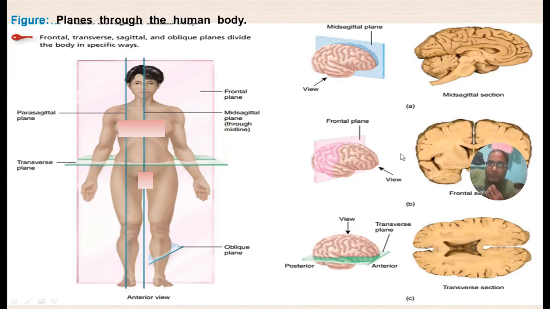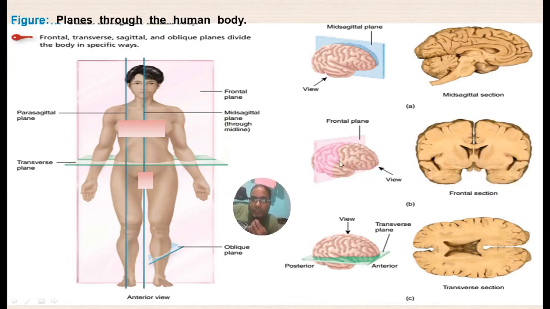Similarly, in B, you see the brain, and there is a plane, the frontal plane. You are viewing this diagram from here, and then there is a plane that cuts the brain. So the brain will look like this. This is the frontal section. It means the brain will be divided by the frontal plane into two parts, anterior and posterior. The section will look like this.